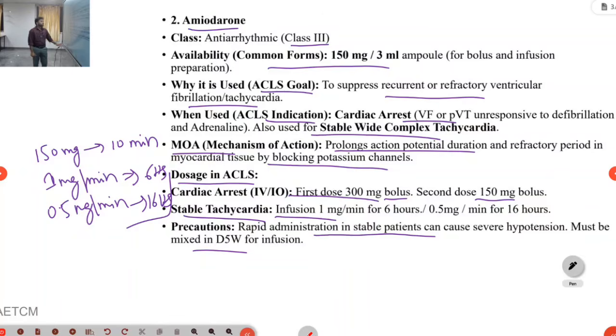So this is about our second drug, called amiodarone. It's an antiarrhythmic agent. We'll use amiodarone in the case of cardiac arrest after the third defibrillation, 300 mg followed by 150 mg. In the case of stable tachyarrhythmias, we will be giving amiodarone 150 mg over 10 minutes, followed by 1 mg per minute for 6 hours, followed by 0.5 mg per minute for the next 16 hours.